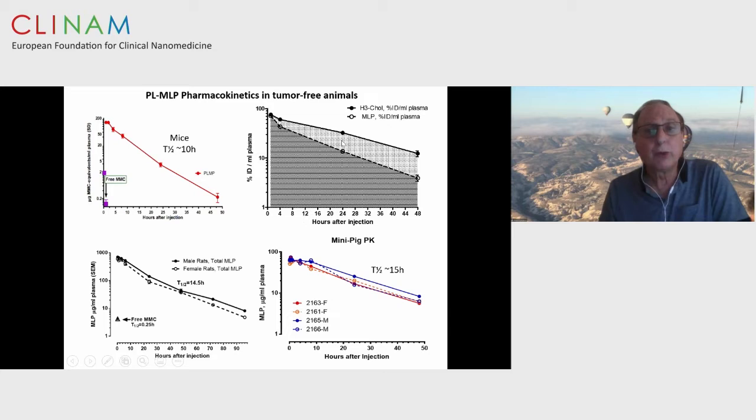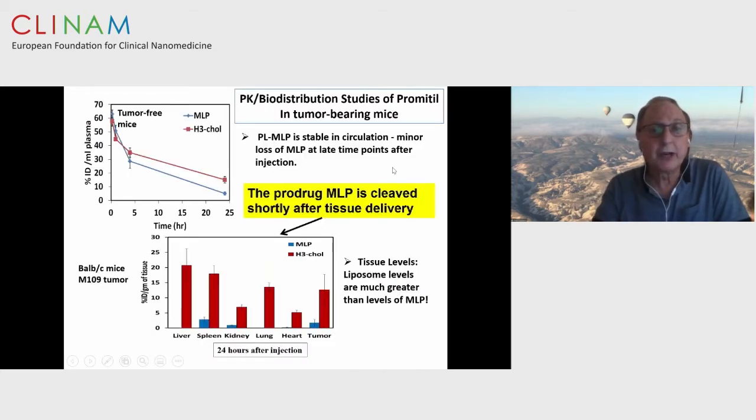Okay, we know that about 30% of the product is lost sometime along the circulation time, and the carrier is still there, but there is gradually a little bit less of product in circulation along the hours. So these are more data in animals. These are in vivo data that show also that in vivo there is significant cleavage of prodrug, and clearly this is because of that.